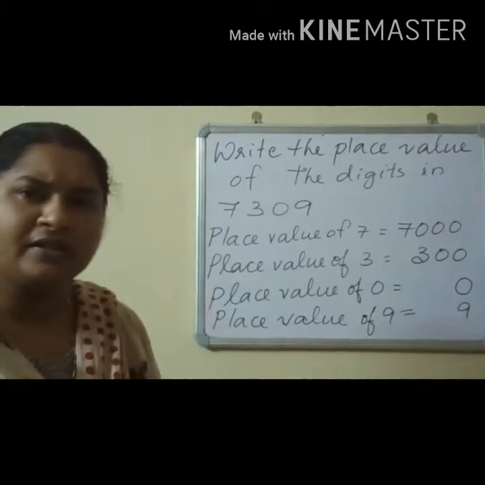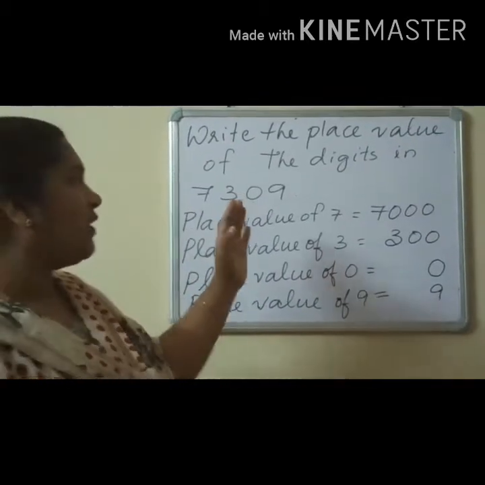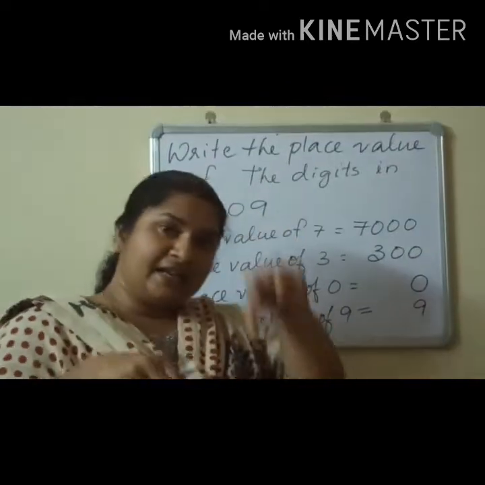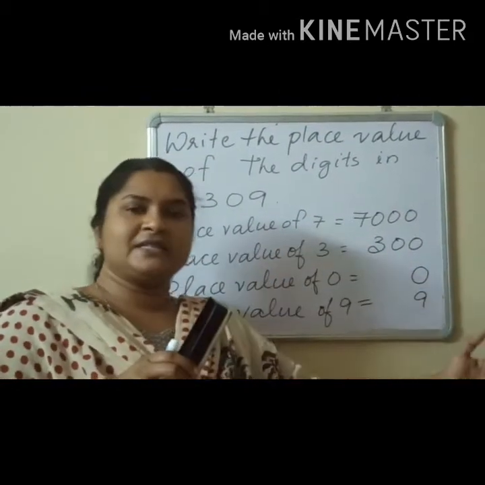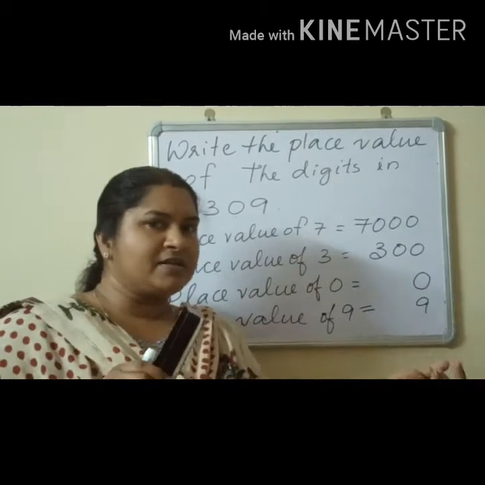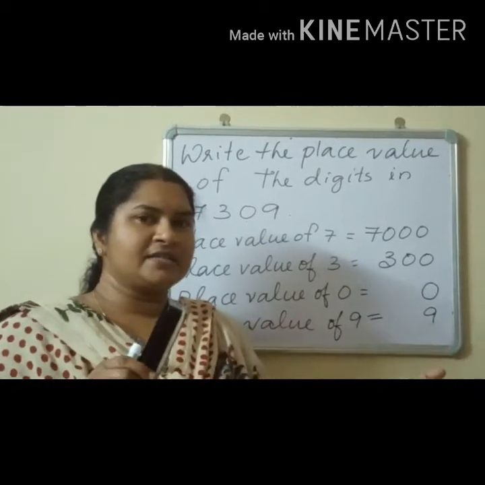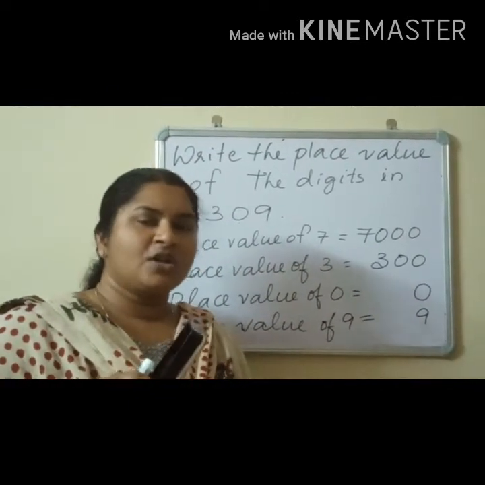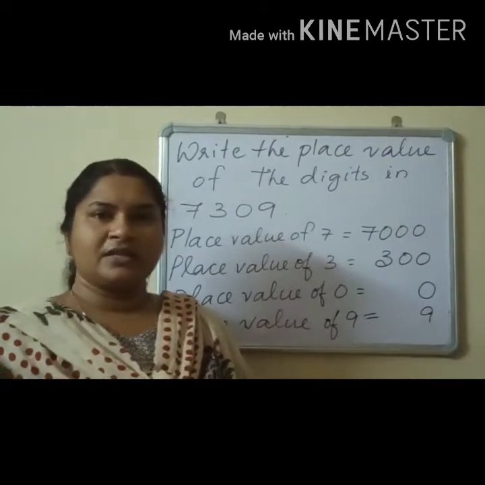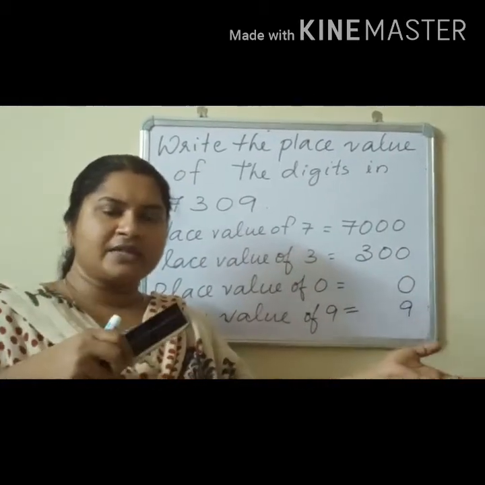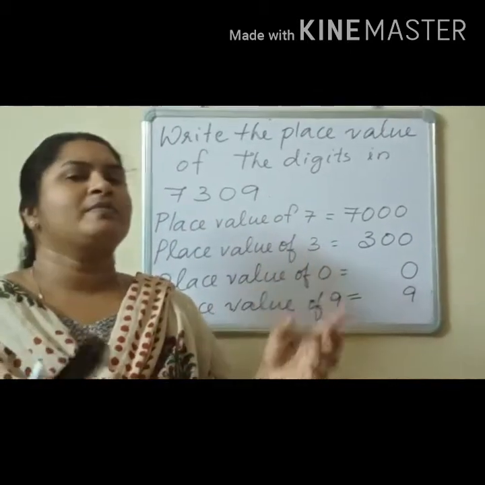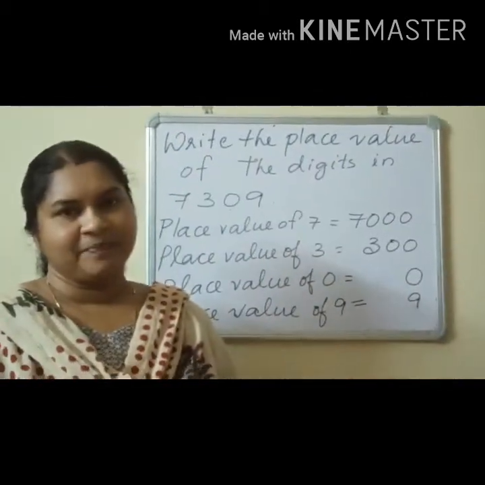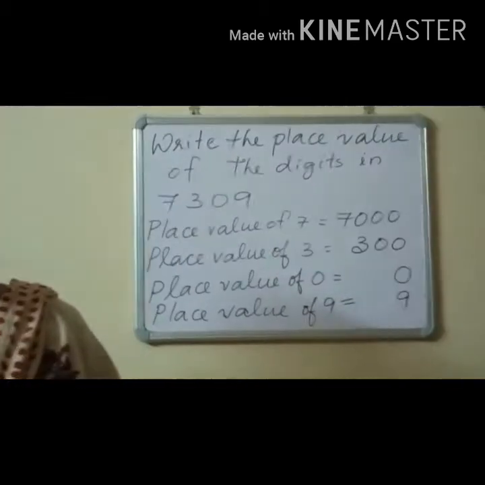Is it clear, children? Place value. So place value comes with the number, the digit. You multiply with its place: 9 ones or 9 tens or 9 hundreds or 9,000, 6 tens, 6 hundreds, 6 thousands. So where it comes with that place, we should multiply the digit with. Thank you.